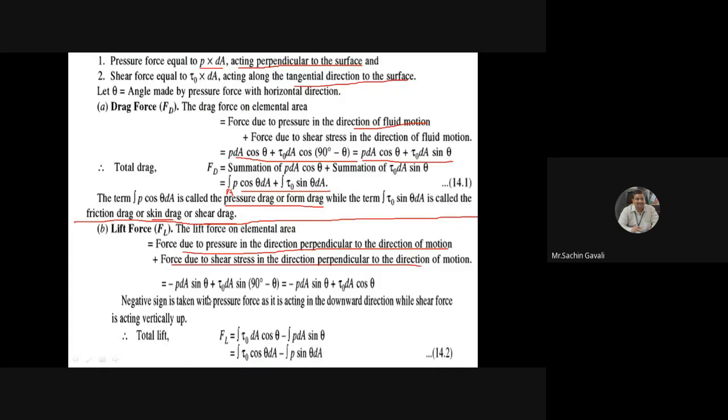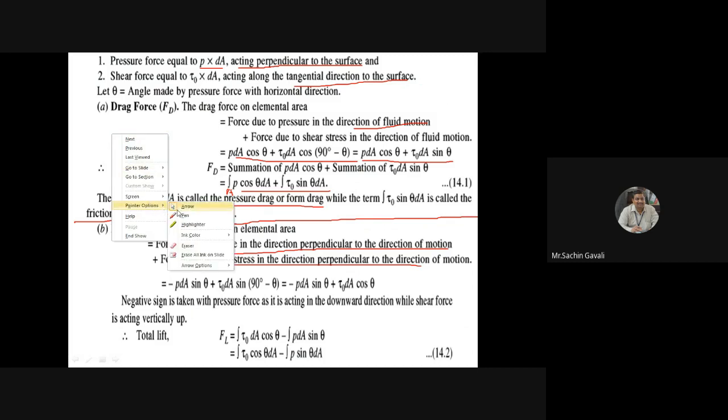So therefore, why is there a minus P dA sin theta, everybody? Because the components in the upward direction should always be positive, and the components in the downward direction should be negative. That is the concept.